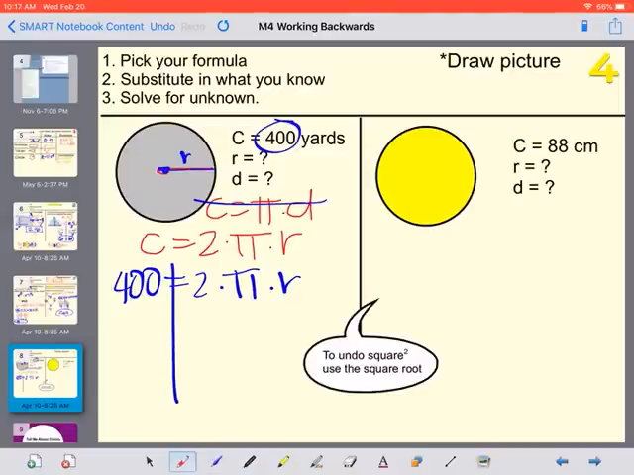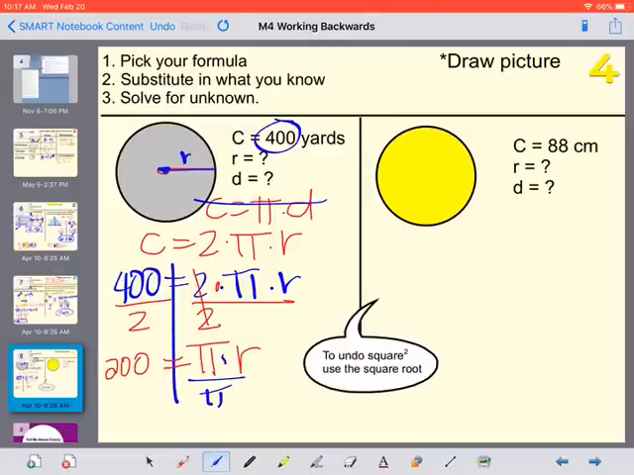So first, it's all multiplying, so it doesn't matter what we get rid of. So I'm going to do the opposite of multiplying by 2, which is dividing by 2. And we get 200 over here. 2 divided by 2 is just 1. So all we have left is pi times r. So then our last step, the opposite of multiplying by pi, is dividing by pi.